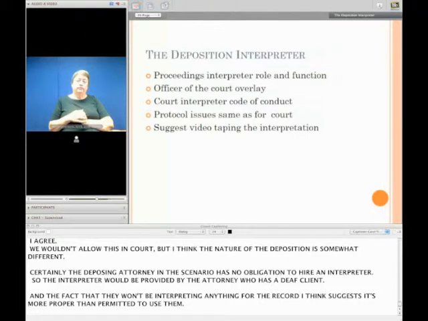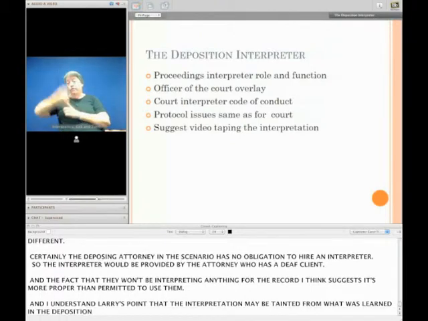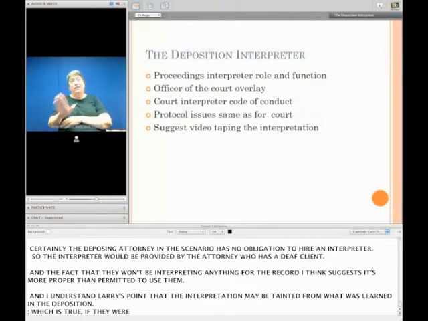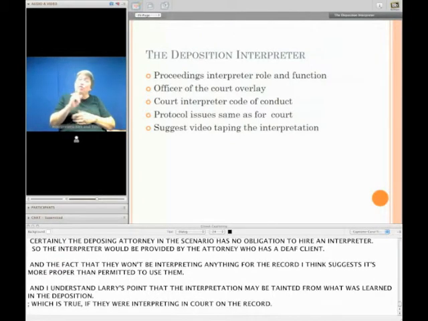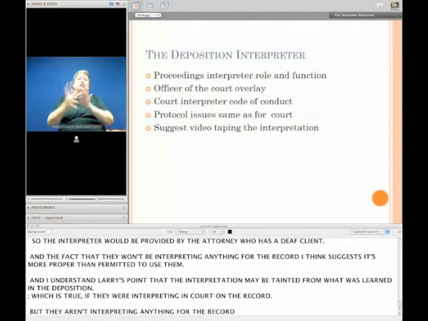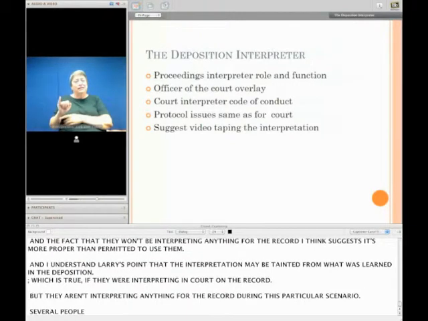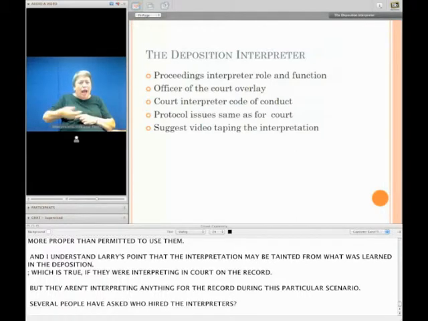And I understand Larry's point that the interpretation may be tainted from what was learned in the deposition, which is true if they were interpreting in court on the record. But they aren't interpreting anything for the record during this particular scenario. Several people have asked who hired the interpreters. The interpreter was hired by the attorney who has a deaf client.